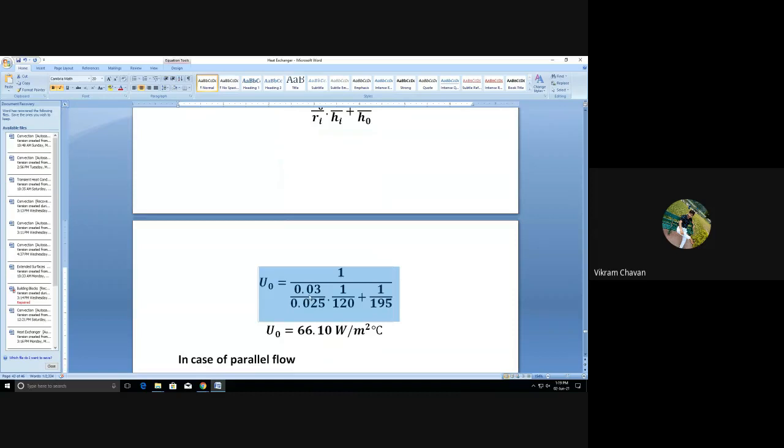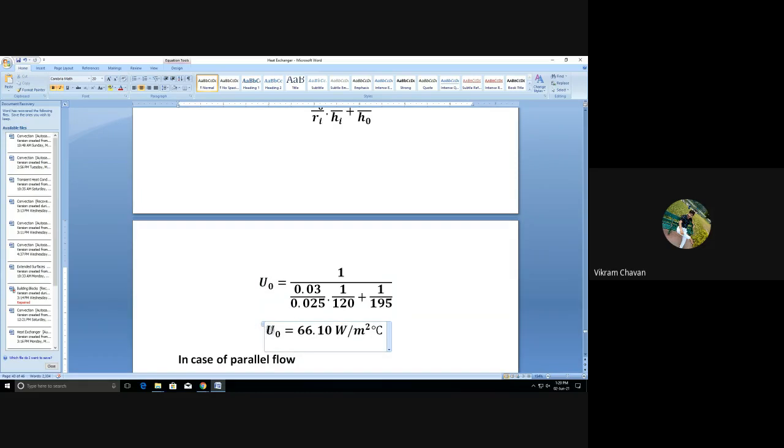So U naught will be equal to 1 divided by... 0.06 is the outer diameter, so the radius will be 0.03, and the inner diameter is 0.05 meter, and therefore the radius will become 0.025. Then h naught is 100, and h suffix i is 120, and h naught is 195. Put in all the values and calculate U naught.